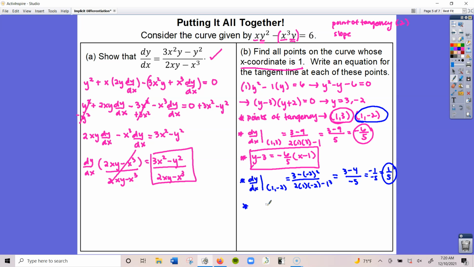So the equation of that tangent line would be y plus 2 is equal to 1 over 5 times (x minus 1).